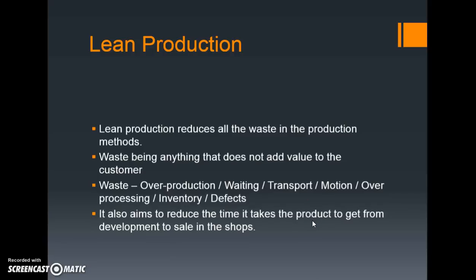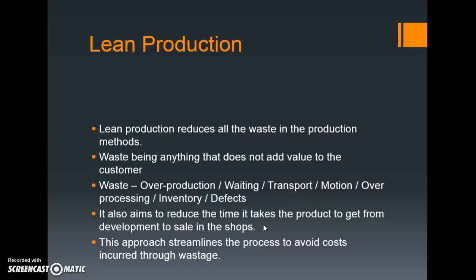So the whole idea in lean production is that by cutting back on this waste, hopefully there'll be a knock-on effect that they'll be reducing the time, because time is a resource as well. So therefore, reducing the time to get the product from development to the sale in the shop. Now, a lot of these things are all about marginals, very, very fine differences to try and improve even further. But it's these little marginals which mean that you are doing better than your competitors. So it's a highly defined area, that's what I'm trying to say. So it streamlines the process, avoiding costs through the wastage, as mentioned before.